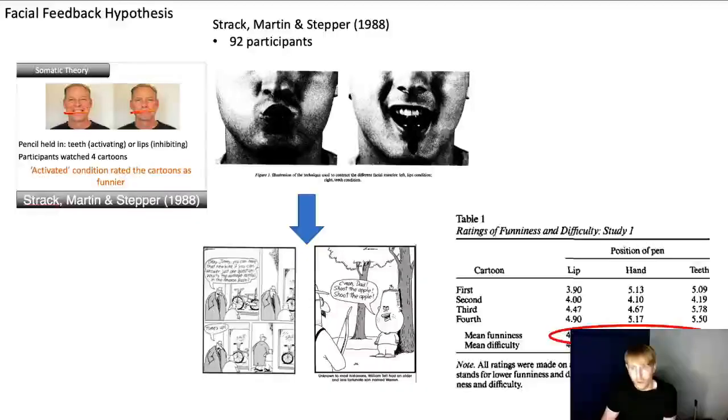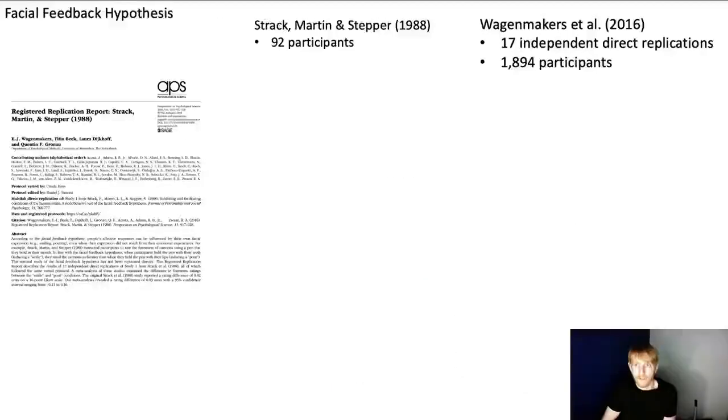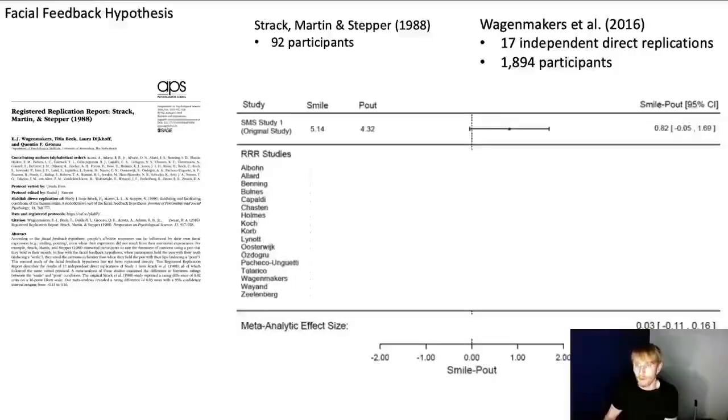Interesting hypothesis. Unfortunately, a few years later, in 2016, so again quite recently, Wagenmakers, someone who's been a big player in the reproducibility movement and this credibility crisis, improving psychological science, led this registered replication project, which involved many teams. He had 17 independent direct replications, so 17 teams around the world tried to replicate this study, for a total of 1,894 participants. I just want to spend a couple minutes explaining how to read these kinds of graphs.